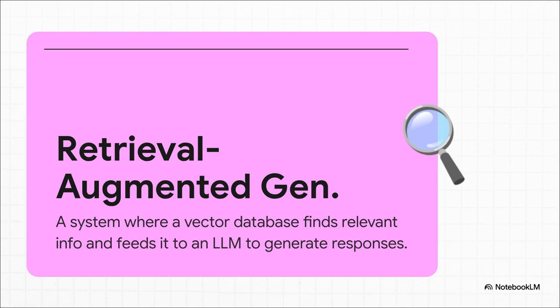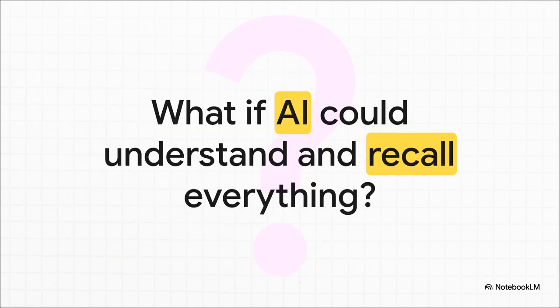When you boil it all down, that's what a vector database really is. It's a scalable, searchable memory for AI. It's the key that unlocks the ability for machines to truly understand and recall these vast amounts of human knowledge. So the question we're all left with is this: what happens next when AI can understand and remember not just a few books, but everything?